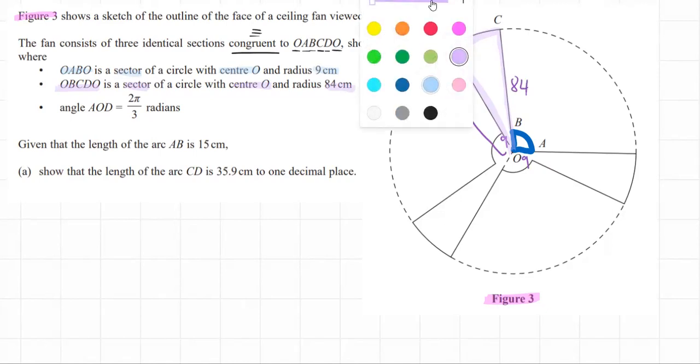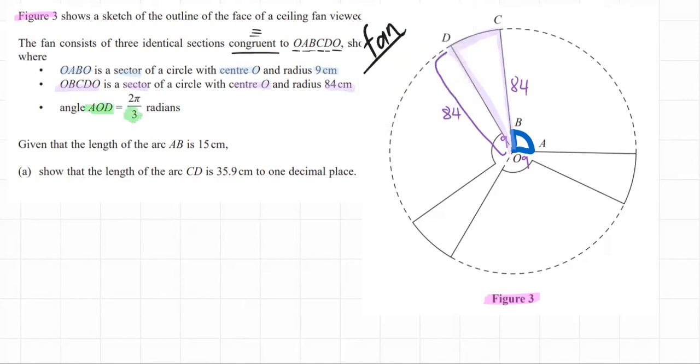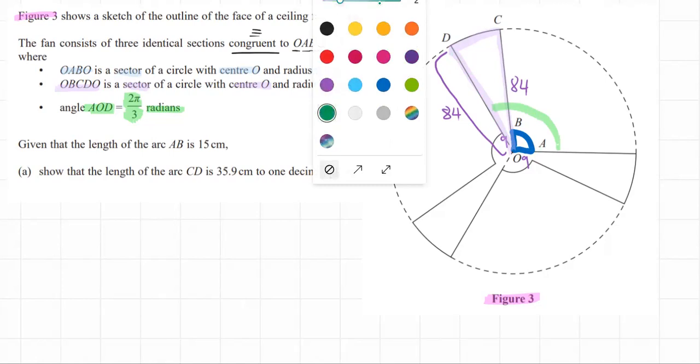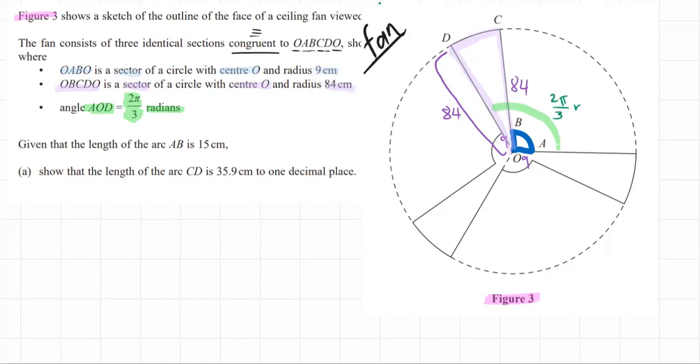Then another piece of information is given. Let's take a different color, green. Angle AOD is equal to 2 pi over 3 radians. So put your calculator in radian mode. AOD, from A, O to D. Okay, that angle. This angle is 2 pi over 3 radians.